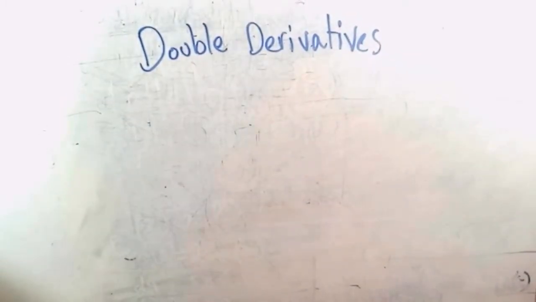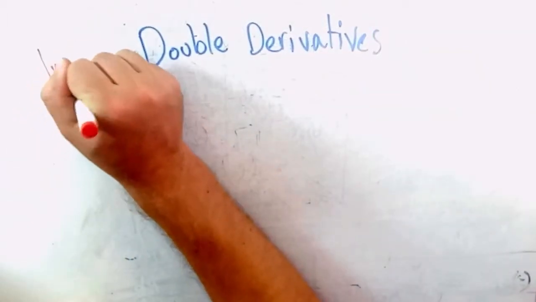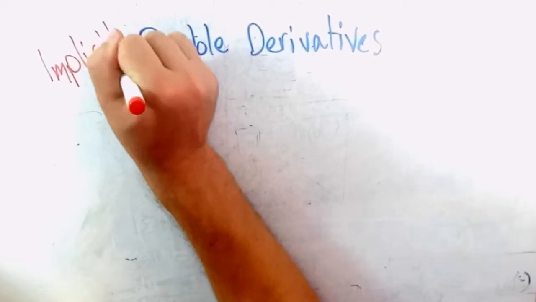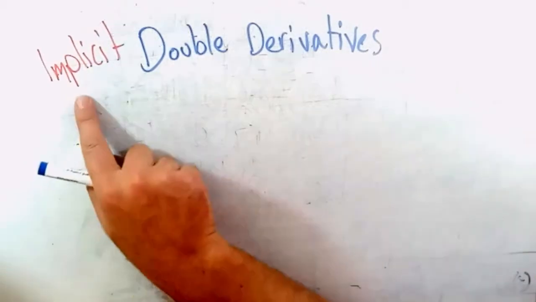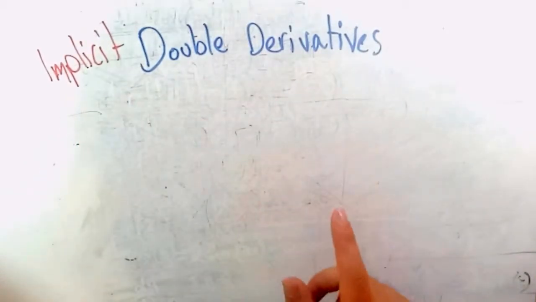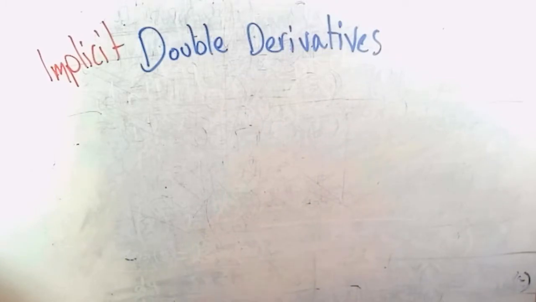All right, so that's the first bit. What else are we going to do? So that's double derivative, right? You just take the derivative twice, too easy. Okay, but what happens when you have implicit double derivatives? When you do an implicit differentiation, can you still take a double derivative? Hopefully we can. Let's just take a really easy one.